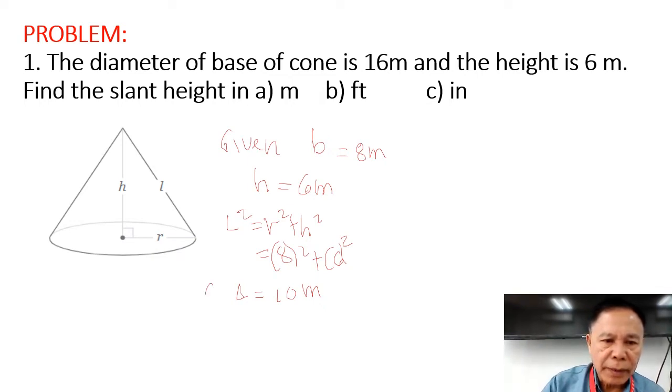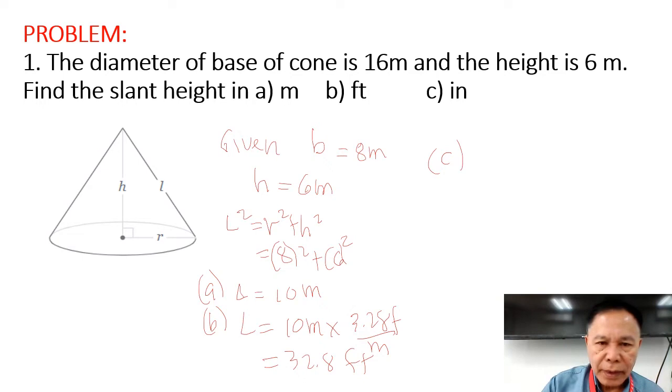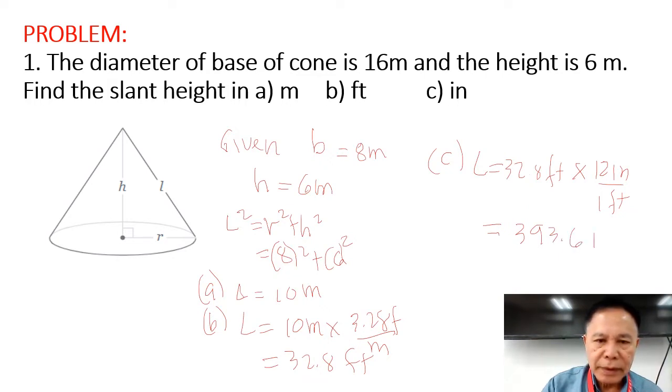This one is letter A in terms of meters, but for letter B in terms of feet, your L equals 10 meters times 3.28 feet per meter, which equals 32.8 feet. For letter C, L equals 32.8 feet times 12 inches per 1 foot, or simply equals 393.6 inches.